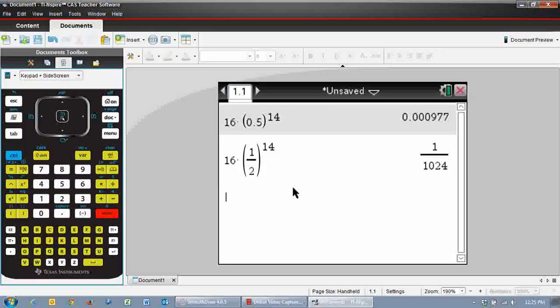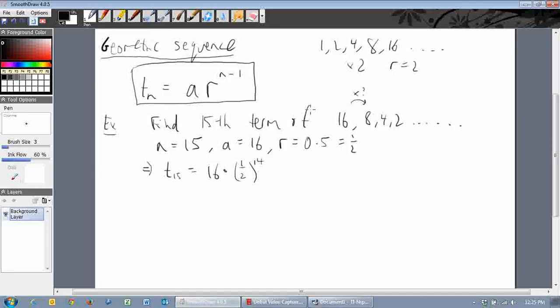Okay, and what it does is it gives us the answer as a fraction, and this is much more preferable in maths. It's much nicer to get a fraction than some crappy old decimal. Okay, so the answer for this one is 1 over 1024. That's the answer. Okay, beautiful. Nice and simple.